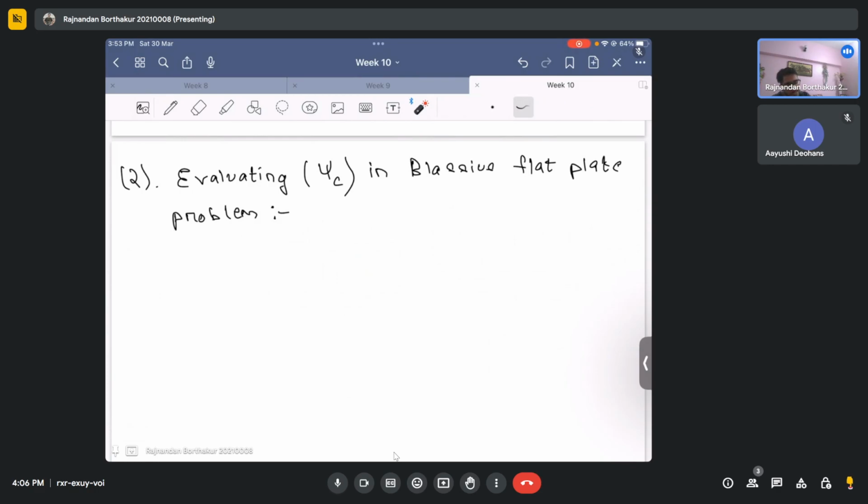The question says that if you need to non-dimensionalize, you also need to non-dimensionalize your variable, the stream function, because you are replacing your variables u and v in terms of the stream function. Which means if psi is a variable, you also need this psi_c. This question is asking what psi_c is in the case of this Blasius flat plate problem. That is, what is your characteristic stream function.